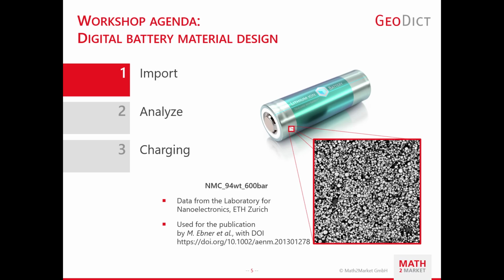So I talked a lot about importing a scan and segmenting it and so on, but what scan are we actually looking at? Well, it's a scan that was taken by the ETH in Zurich of an NMC cathode material. This scan is publicly available from the website of the ETH in Zurich, and you can download it from their website if you want to. Of course, it's also available in the handout folder that we handed out to you before the workshop.